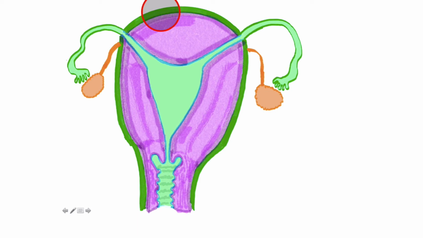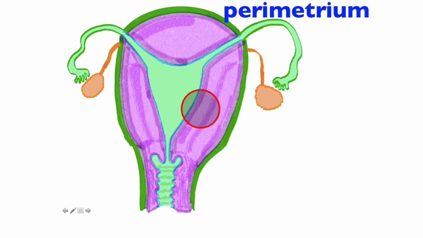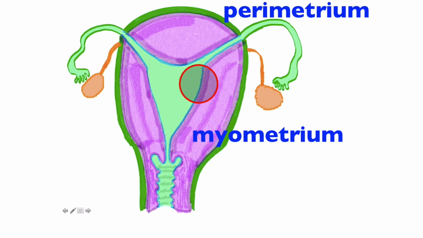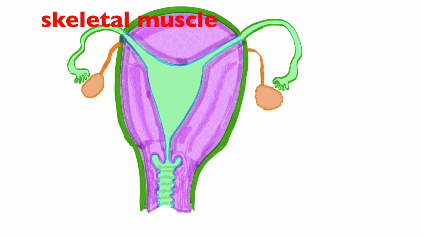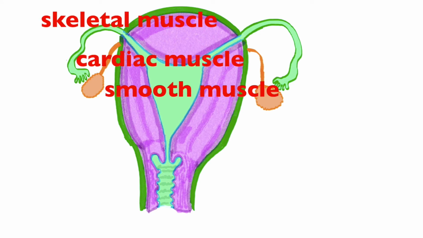When we talk about layers of the uterus, this green layer all the way around is known as the perimetrium. In pink is the myometrium, and in light blue represents the endometrium. Perimetrium, myometrium, and endometrium. Myo always refers to muscle. For example, when we say myocardium, that refers to the heart muscle. Myometrium is the muscle of the uterus. There are 3 types of muscle in the body: skeletal muscle, cardiac muscle, and smooth muscle. Myometrium is a type of smooth muscle.